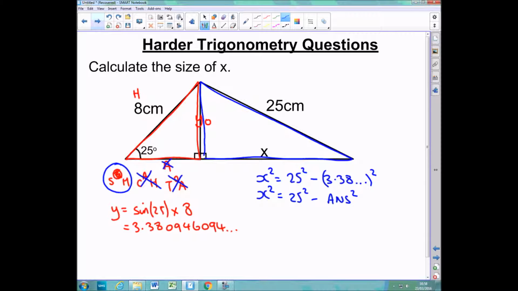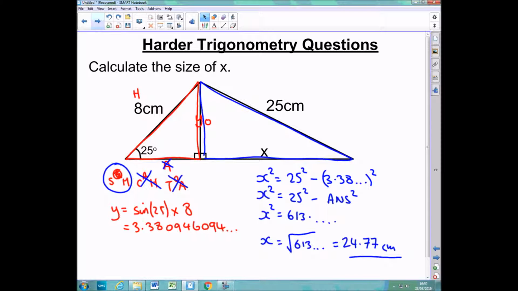So doing that on my calculator, I end up with an answer of 613 point something something. Now finally, to get my answer, if you remember the last stage of Pythagoras, I had to square root my answer. So again, using the answer button, I'm just going to do the square root of answer. I get my final answer, and this time I can round it to 2 decimal places, 24.77 centimeters.